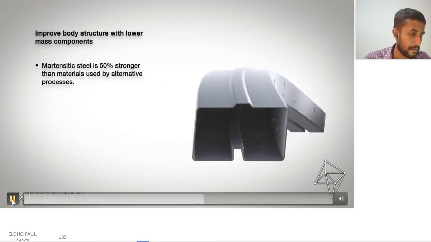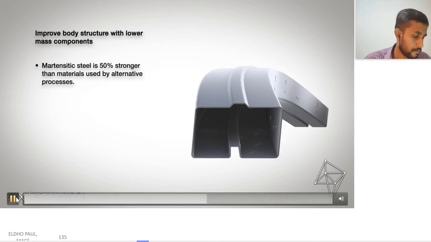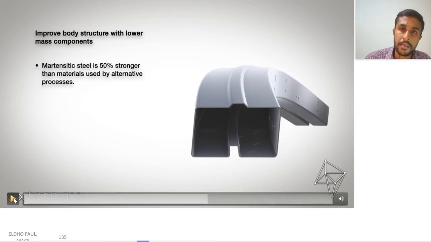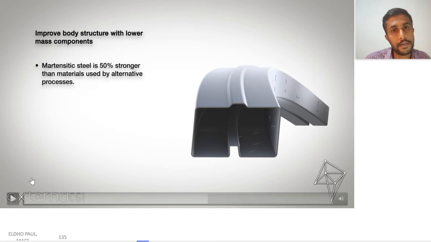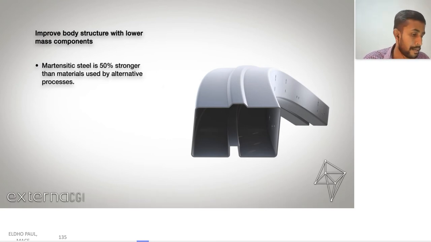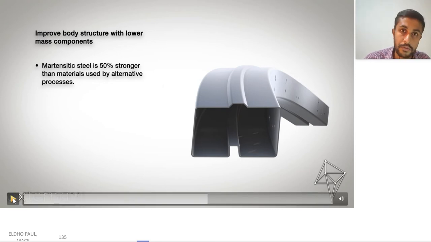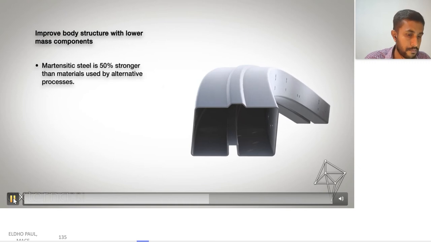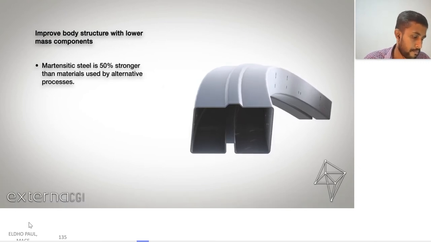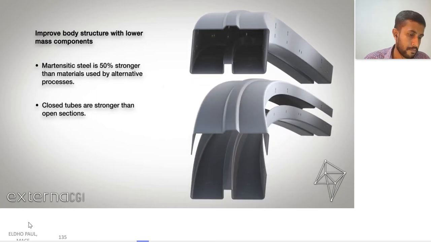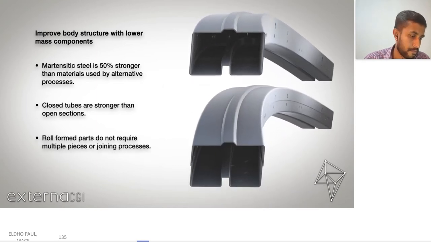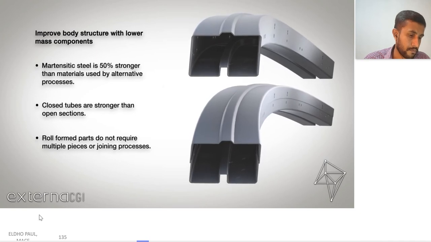Martensitic steel used in roll forming is 50% stronger than with other forming. This is a cold rolling process, so by means of strain hardening and other metallurgical improvements, we can increase the strength of the material. If you use a martensitic steel, we can increase the strength by 50% compared to other processes used for making these structural components, which are limited to 980 megapascals. Closed tubes have greater strength than open sections. Roll formed parts do not require multiple pieces or joining processes.